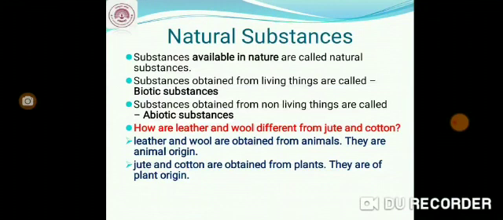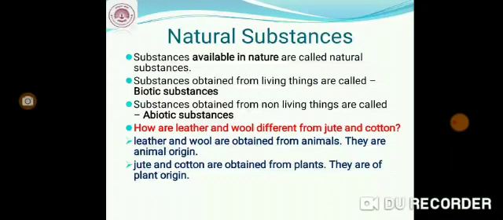Now this is a question for you to answer. How are leather and wool different from jute and cotton? I have already told you. Leather and wool are obtained from animals. Yes. And jute and cotton are obtained from plants. So leather and wool are obtained from animals and they are of animal origin. Jute and cotton are obtained from plants, therefore they are of plant origin. Please remember this, animal origin and plant origin.